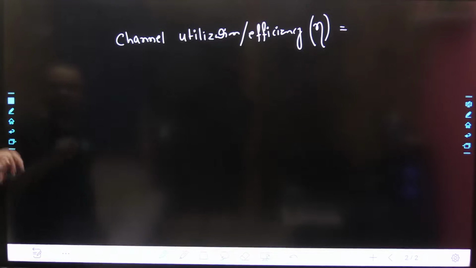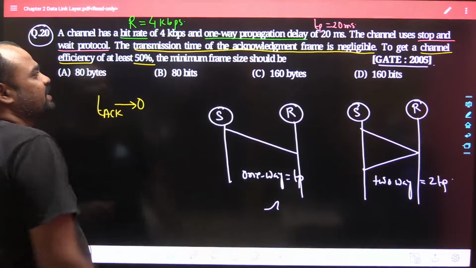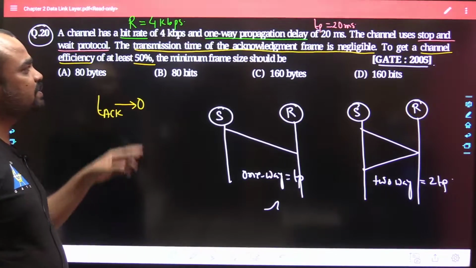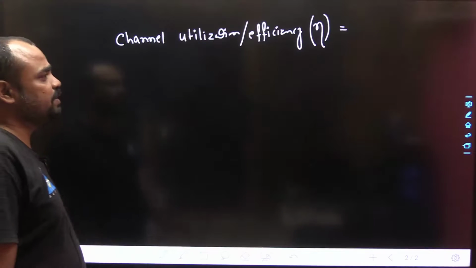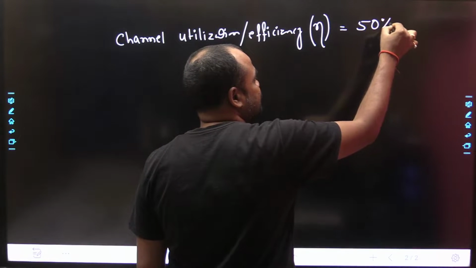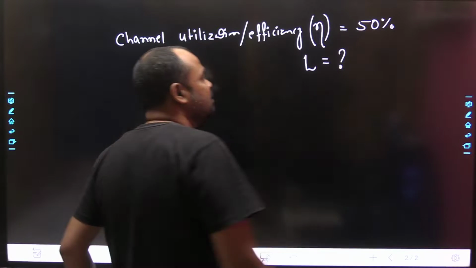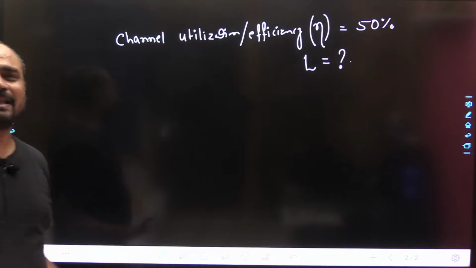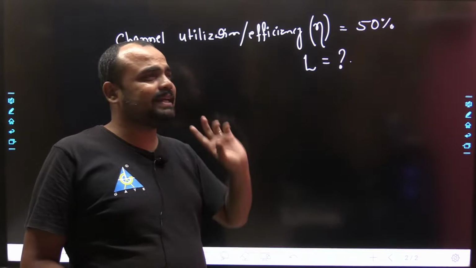So here in this question it is given to get the channel efficiency of at least 50%. At least 50%, the minimum frame size should be. So to get the channel efficiency of at least 50%, you need to find out the frame size. What is the frame size? That is indicated by L. The size of the frame will always be indicated by L.